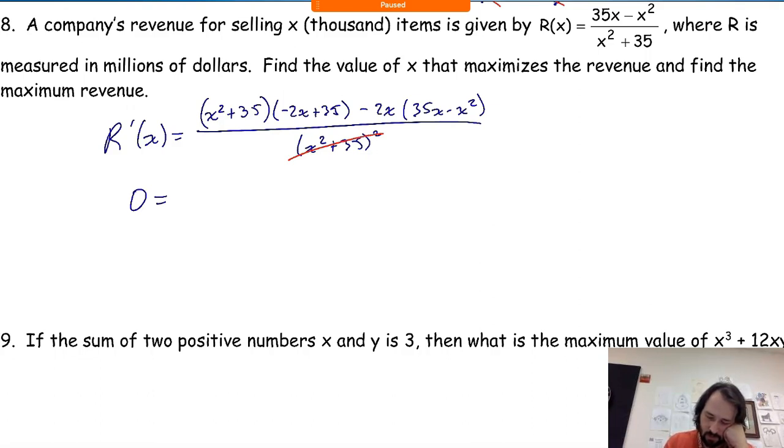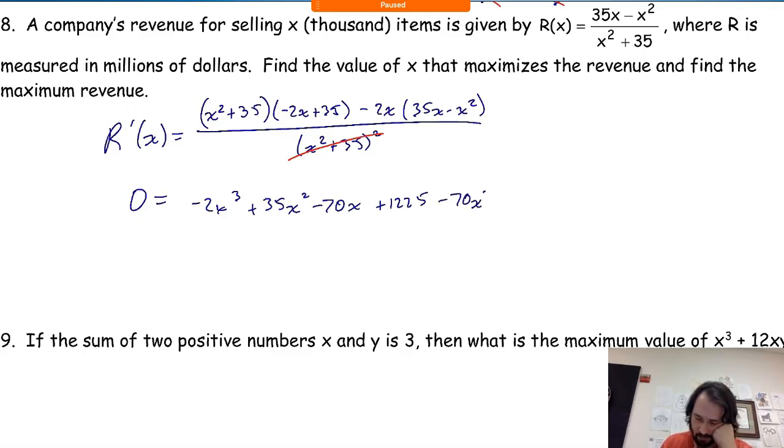So I'm going to go ahead and distribute everything. So negative 2x cubed plus 35x squared, and then minus 70x and 35 squared. 1225. So plus 1225. And then minus 70x squared plus 2x cubed. All right, combine like terms.